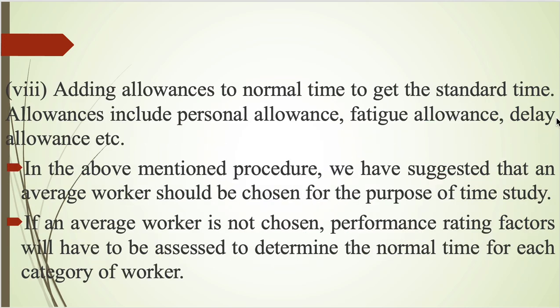After this step, we add allowances to normal time to get standard time. Allowances include personal allowance, fatigue allowance, delay allowance, etc. After measurement of normal time, we have to add the allowance time which is related to fatigue, delay, etc. In the above mentioned procedure, we have suggested that an average worker should be chosen for the purpose of time study. The performance rating factors: if an average worker is not chosen, then performance rating factors will have to be assessed to determine the normal time for each category of worker.